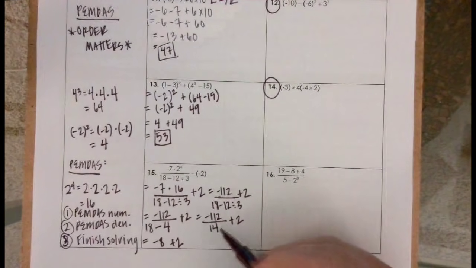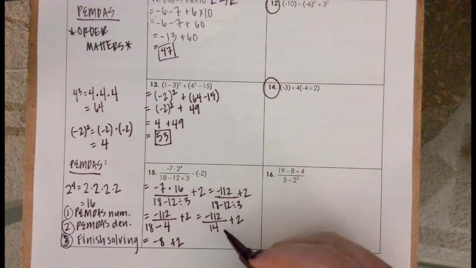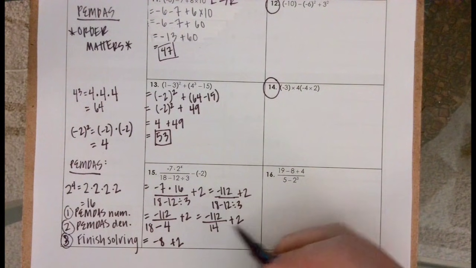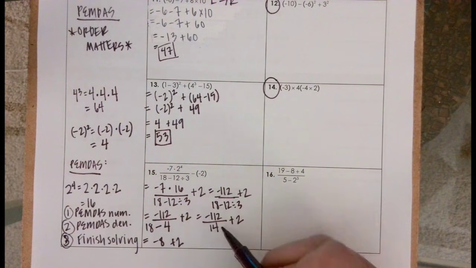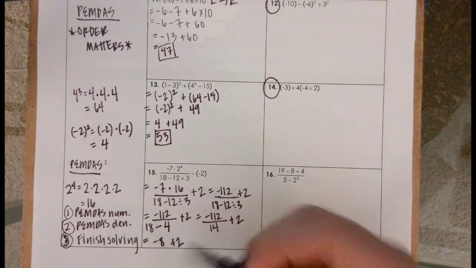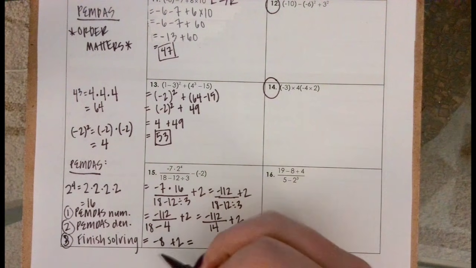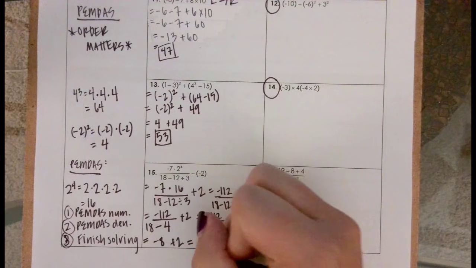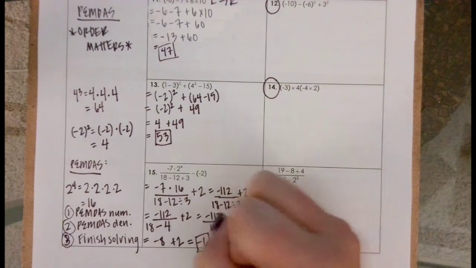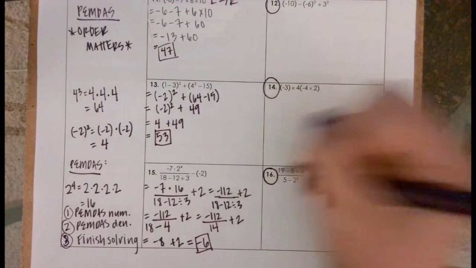The reason it's important to simplify fractions first is when we add things like fractions, we have to have a common denominator, right? If we had just tried to do it this way, we would have needed to make this a common denominator. That's a lot of work. Whereas if we had just simplified it, we figured out it's just negative 8 plus 2. So negative 8 plus 2, make sure you're using your calculators. Negative 8 plus 2 is negative 6. Box your answer in. I want you to circle number 16.